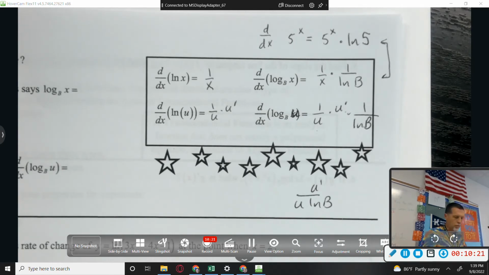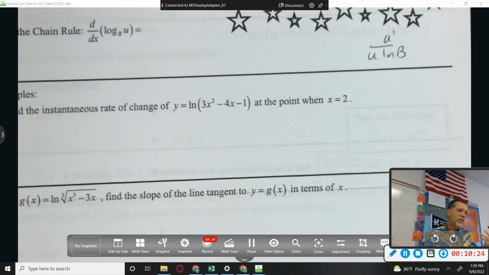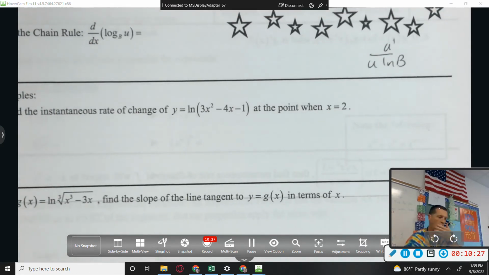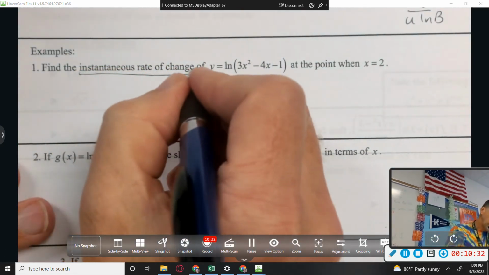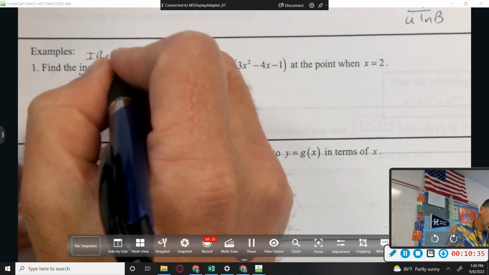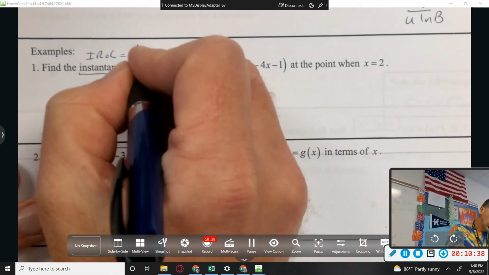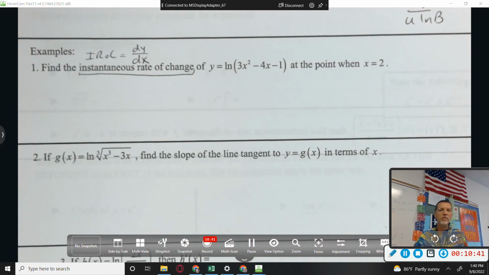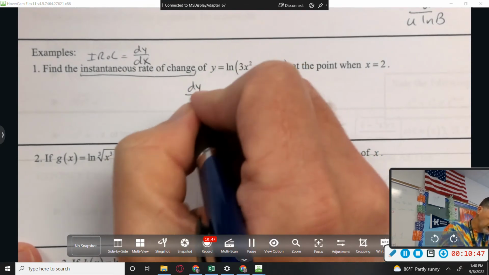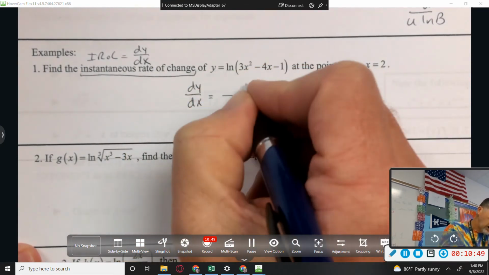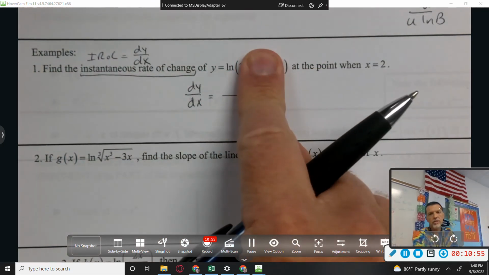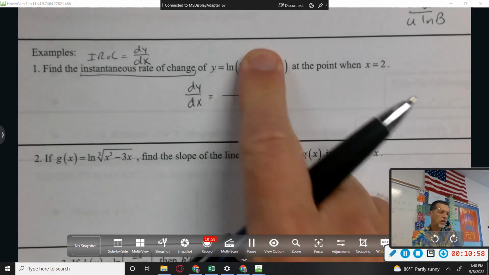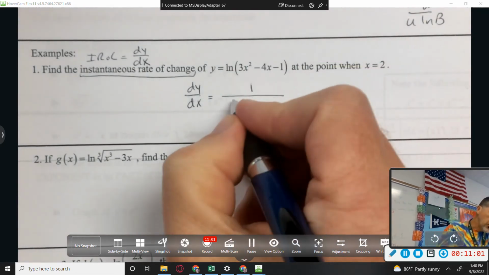All right, let's do some examples. So it's one of those that the rule's straightforward, but you just got to know the rule. Number 1, find the instantaneous rate of change. IROC equals calculus slope, so fancy way of saying find the derivative when x equals 2. Okay, so dy dx of a natural log. This is a chain rule problem. Take the outer wrapper first, which is a natural log. So the derivative of natural log is 1 over the argument.